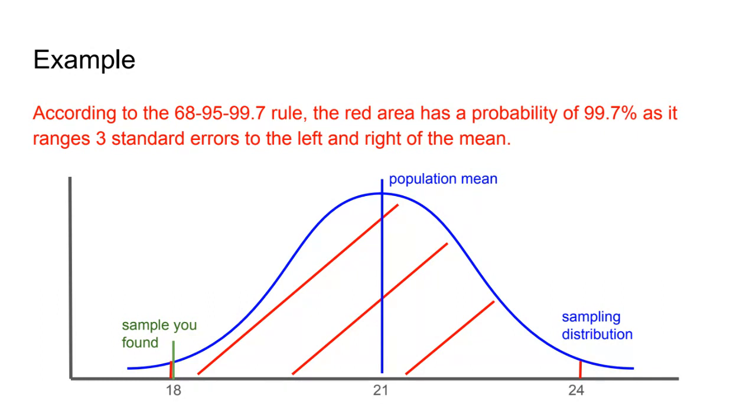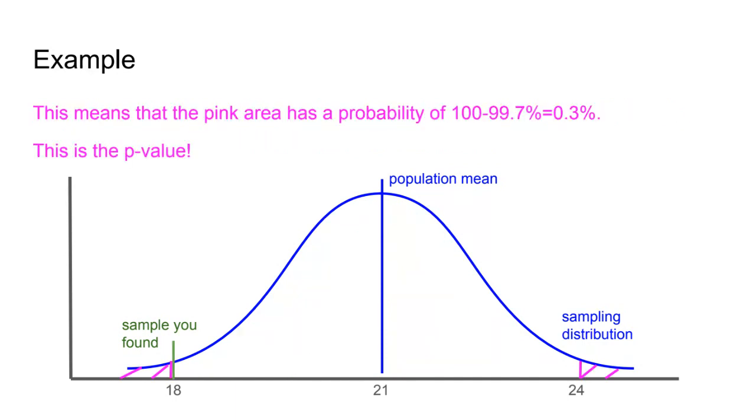And then the 68, 95, 99.7 rule tells us that the red area here covers 99.7%, and that means that the probability to find a sample in the red area is 99.7%. Now, if the red area is 99.7%, then the pink area has to be 100 minus 99.7%, and that is 0.3%. And that now is the p-value, right? So the probability to find a sample as far away from 21 as 18, that probability is 0.003.